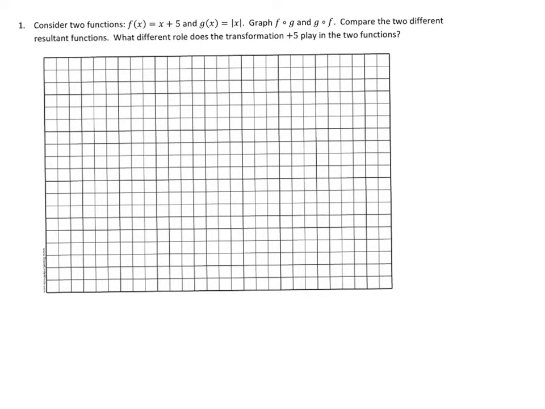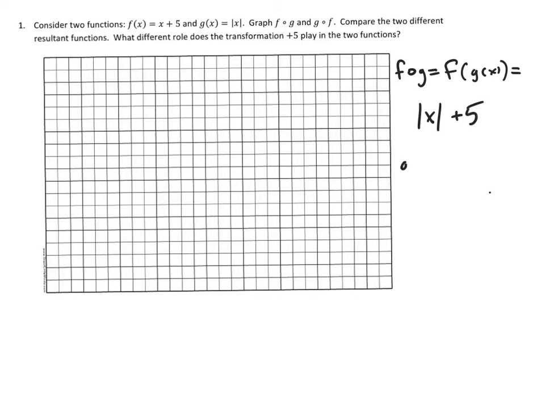Your first step here, clearly, is to find f composed with g and g composed with f. So let's start with that. F composed with g means f of g of x, which is, let's see, I'm taking the g of x and plugging it into the f of x. So in f of x, the first thing I see is an x, but instead of that, I'm going to write absolute value of x, because I'm replacing the x with absolute value of x. And then there's a plus 5.